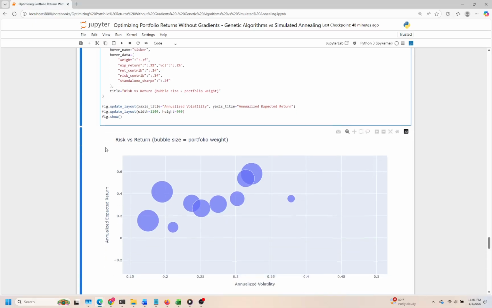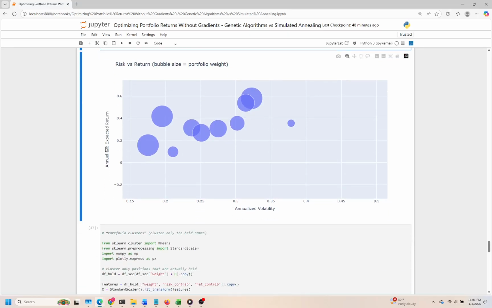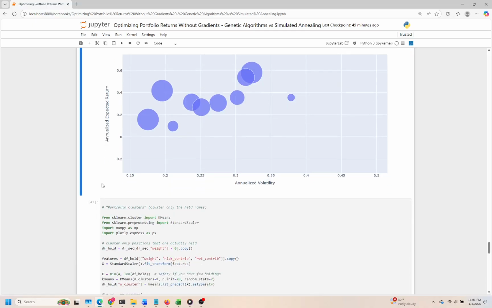Looking ahead, in the next cell, we will likely expand on this visualization by introducing further analytical aspects, perhaps exploring optimal asset allocations or examining specific risk-return profiles in greater detail. This would enhance our investment strategies, leveraging the insights gained from the current plot.